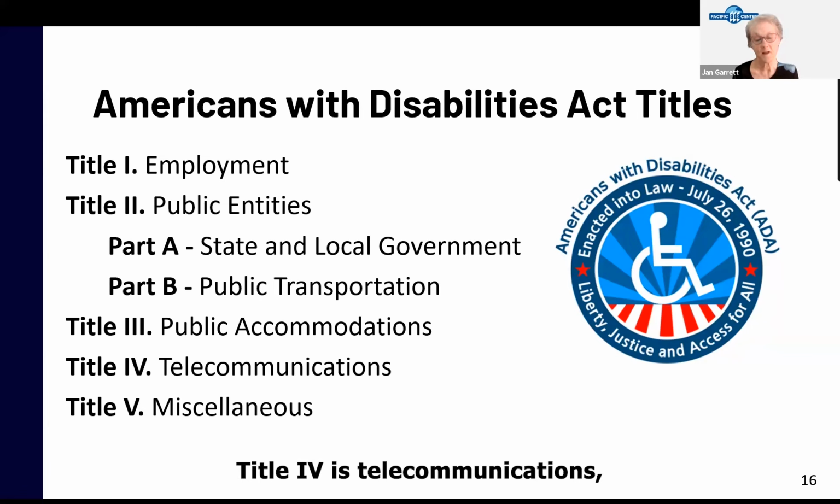Title IV is telecommunications, which mostly deals with how people who have hearing and/or speech disabilities can communicate by phone with others, and that they can access the 911 systems for emergency calling. And then Title V is miscellaneous. It contains a lot of different provisions, but it includes sections that say that you cannot retaliate against somebody for asserting their rights under the ADA.